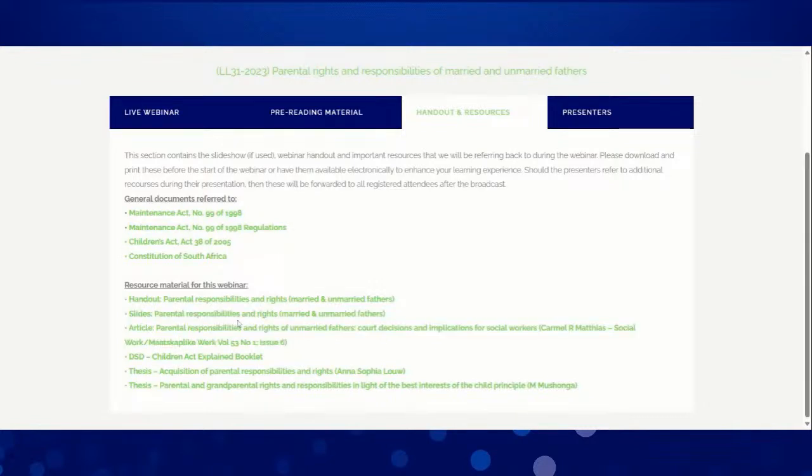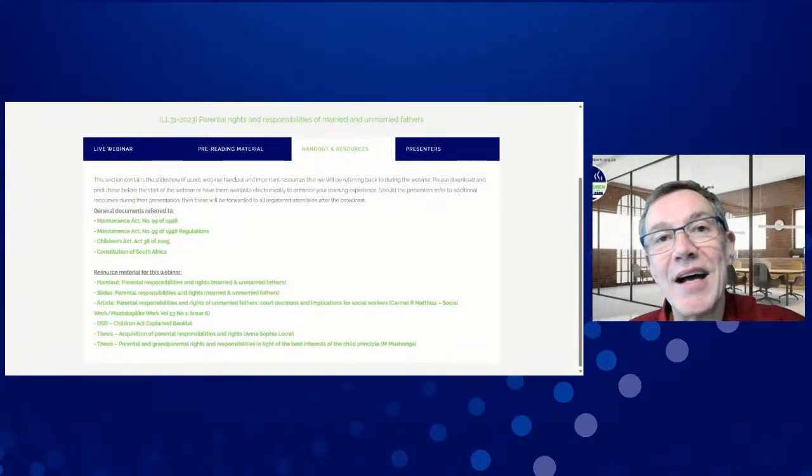I have also included a couple of articles which might be a very interesting read, specifically dealing with some court decisions and the implications for social workers. And although it's mentioned that it is applicable to social workers, it's also in a maintenance setting. We could get some valuable information there. I've also included a booklet from the Department of Social Development, just to give you a brief understanding of how they explain the Children's Act. And I've included two very interesting theses, and these are all for recognition of the doctorate in law, dealing with acquisition of parental responsibilities and rights, as well as the grandparental rights and responsibilities in light of the best interest of the child. Those are very interesting reads that you can download at your leisure to read when you have time and availability.